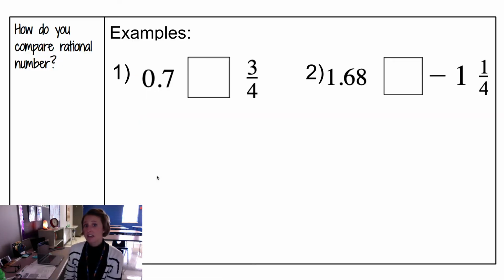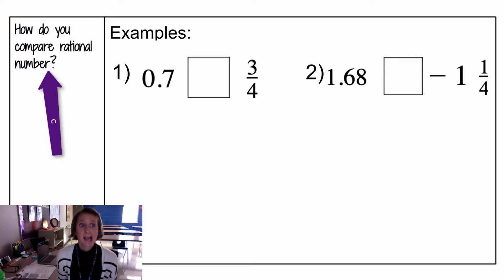So you need to write these two examples down in the appropriate box in your notes. We are in example 1 comparing 7/10 to 3/4, and in example 2 comparing 1 68/100 to a -1 1/4. Our question as we're working through this lesson today is, how do we compare these rational numbers? How do we do this?